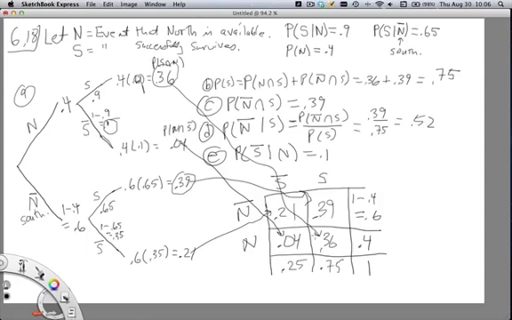It's just that when you're given 2 conditionals, I find it a little bit easier to work with the tree. So what I'd encourage you to do is go through a fair number of the problems in Chapter 6 and work them both ways. Then you really master both techniques.